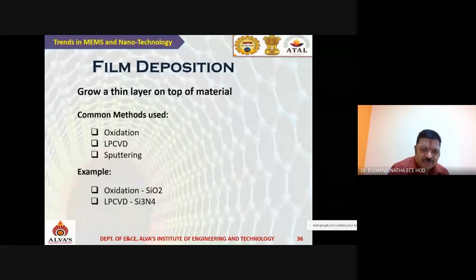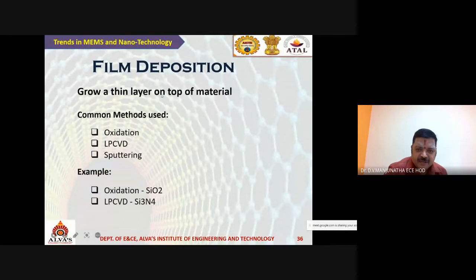The film deposition: grow a thin layer on the top of a material. Common methods used are oxidation, LPCVD, chemical vapor deposition techniques, right? Sputtering is another methodology, right? Example, oxidation, silicon dioxide, LPCVD, silicon nitride, right?